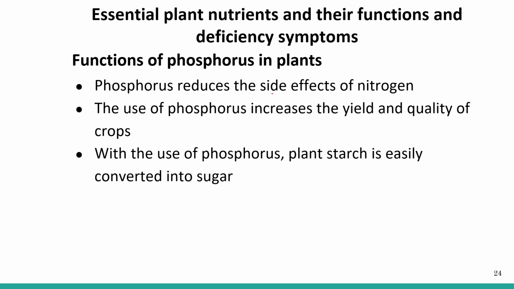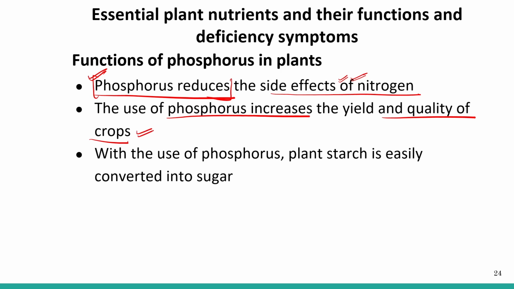Phosphorus reduces the side effects of nitrogen. So we have studied that there are so many side effects of nitrogen in the plant, and phosphorus reduces those side effects. The use of phosphorus increases the yield and the quality of the crop. With the use of phosphorus, plant starch is easily converted into sugar. So again, phosphorus is required for the conversion of starch to sugar.